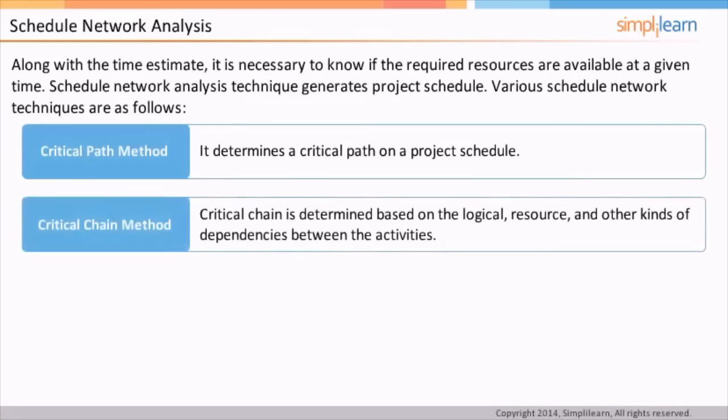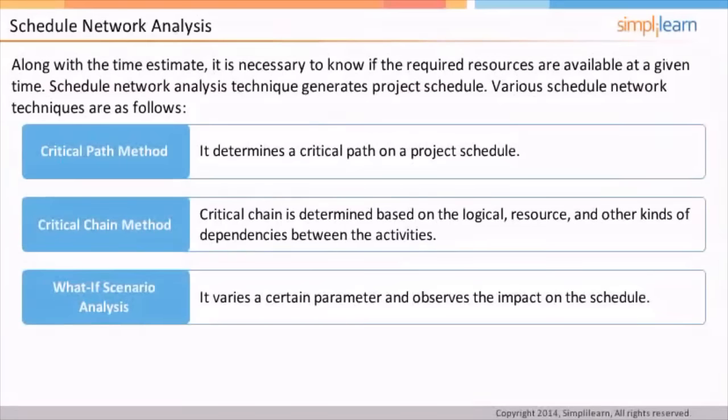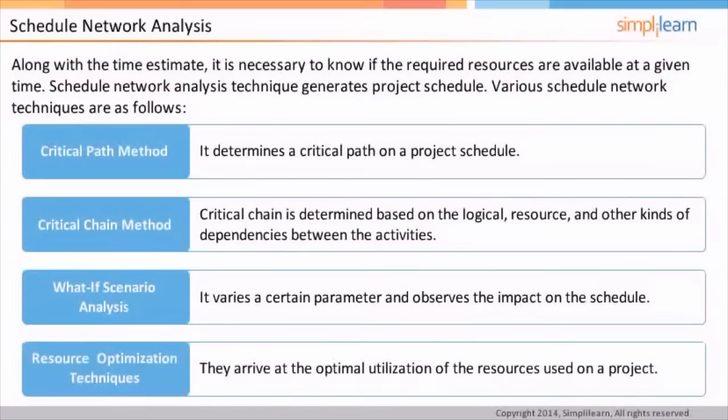Critical chain method is a variant of the critical path method, wherein the critical chain is determined based on the logical, resource, and other kinds of dependencies between the activities. What-if scenario analysis is about trying to vary a certain parameter to observe the impact on the schedule. For instance, you may want to check the result if you put in more resources on a particular activity to reduce its duration. Resource optimization techniques try to arrive at the optimal utilization of the resources used on a project.